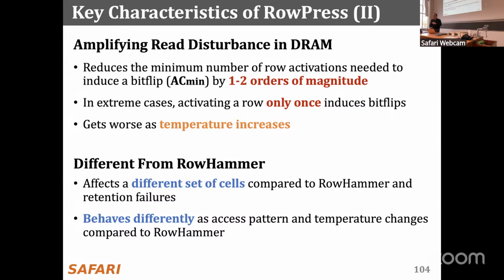That's true, neighboring rows, but different cells. Because neighboring rows have, let's say, 8K cells, right? RowHammer affects a few, I don't want to say a few, but let's say 100 of these cells. Row press affects maybe 200 of those cells, and the overlap is maybe 1 or 2. That's the order of magnitude, kind of. So you're not affecting all of the cells in the same row, basically. Not all cells fail.